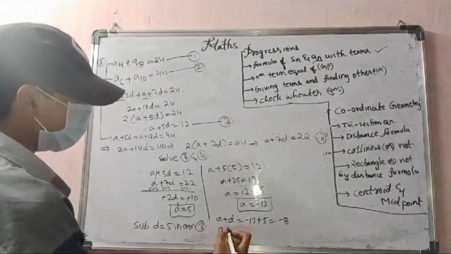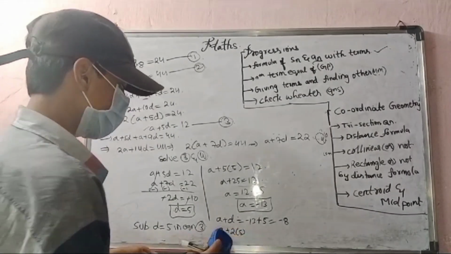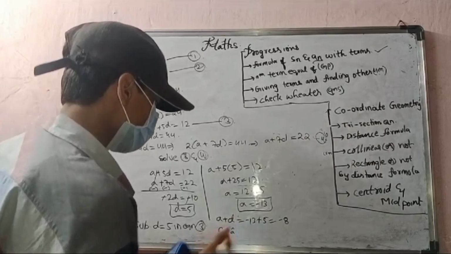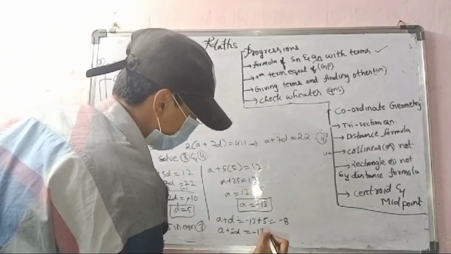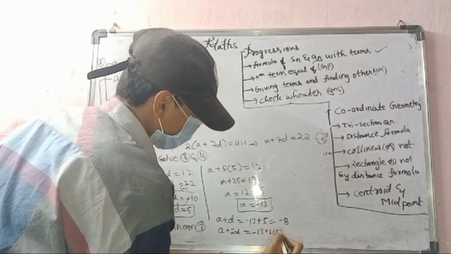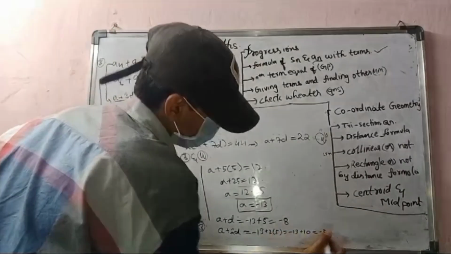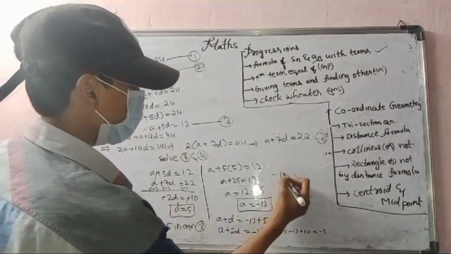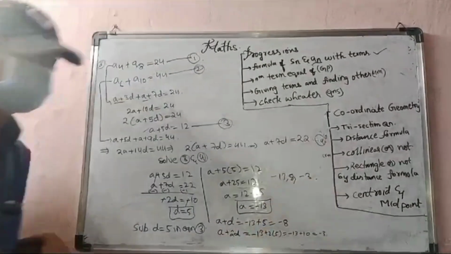Okay, A plus 2 into D, A plus 2 into 5. A plus 2D is nothing but minus 13 plus 2 into 5, which equals minus 13 plus 10, which equals minus 3. So what is your AP? Minus 13, minus 8, minus 3. Like this. Clear?